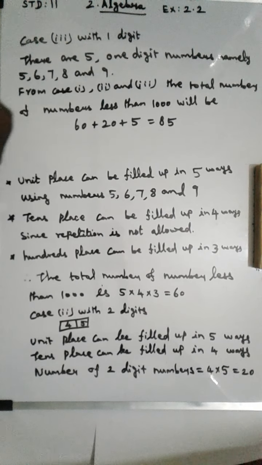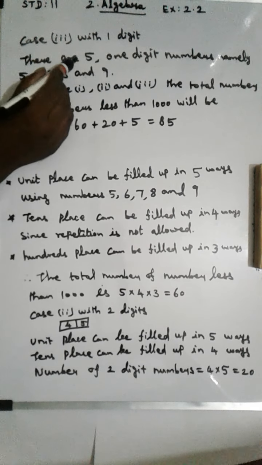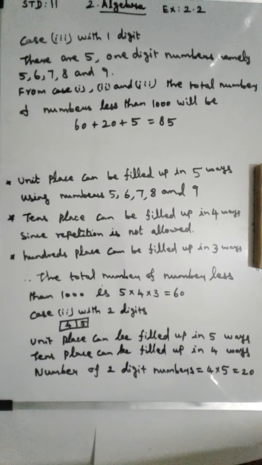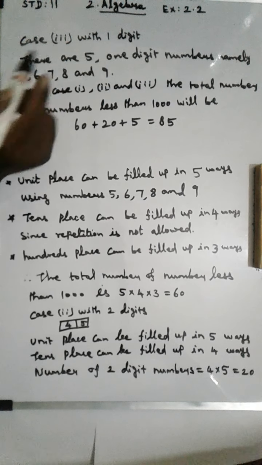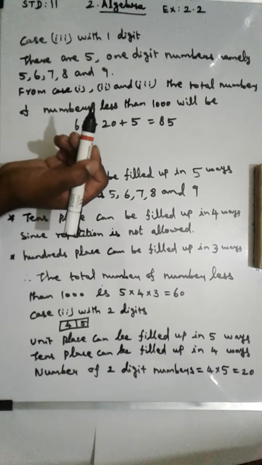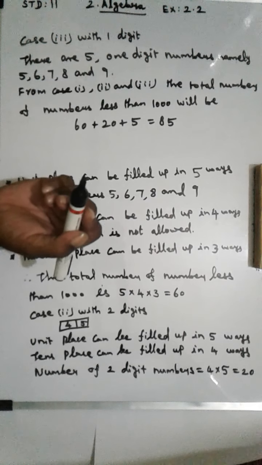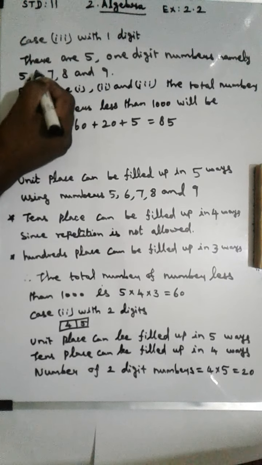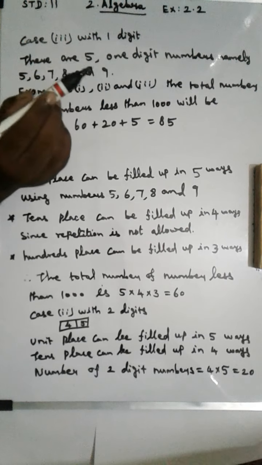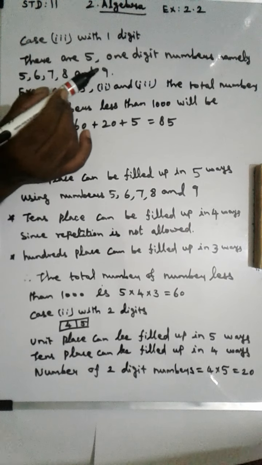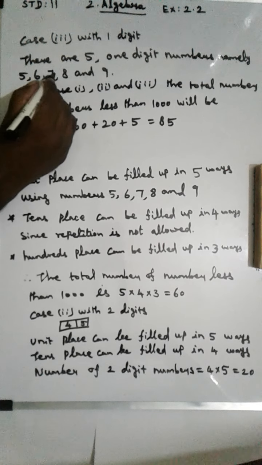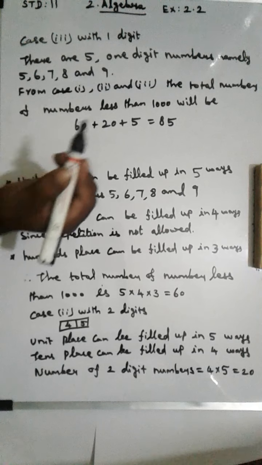Case 3: 1-digit numbers. 5 ways are possible. Why? 5 is one number, 6 is another number, 7 the next, 8 the next, and the last is 9. Except these 5 numbers, it is not possible to use other numbers. So 5 ways are possible. The 1-digit numbers are only 5: 5, 6, 7, 8 and 9.